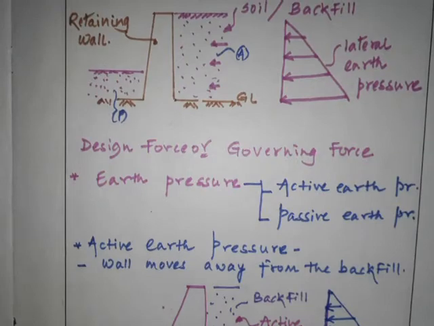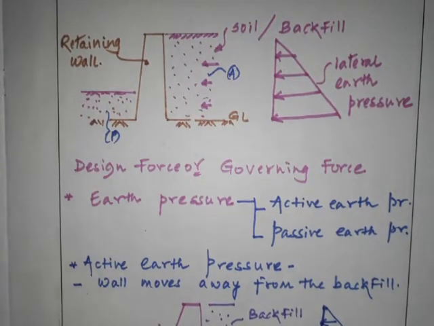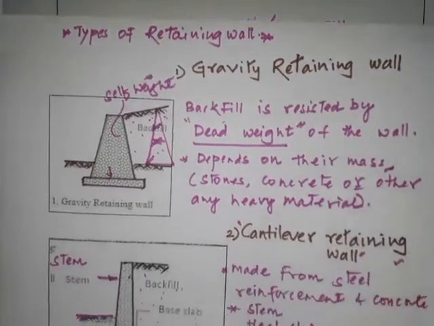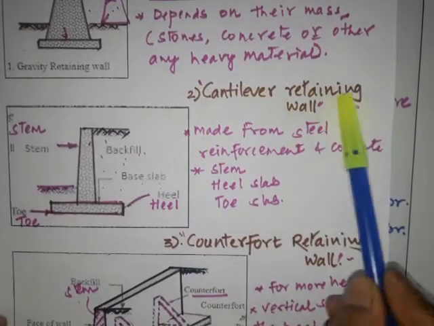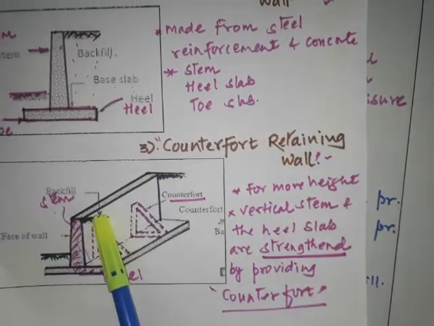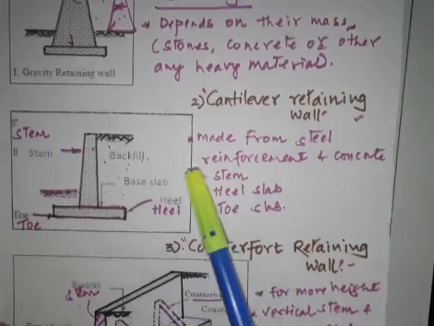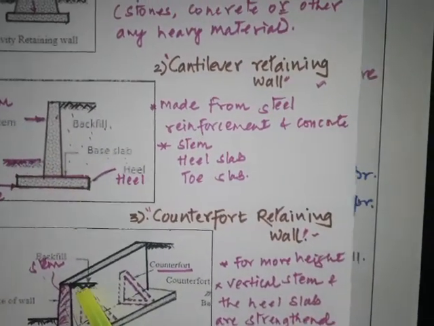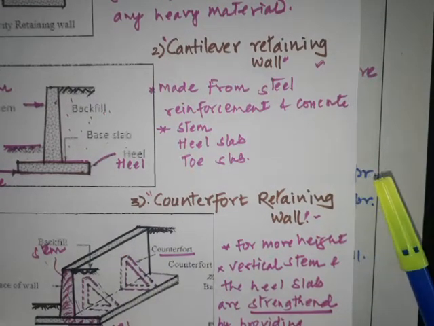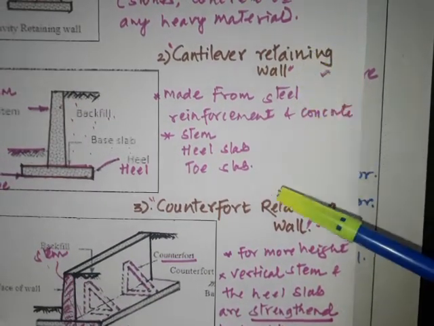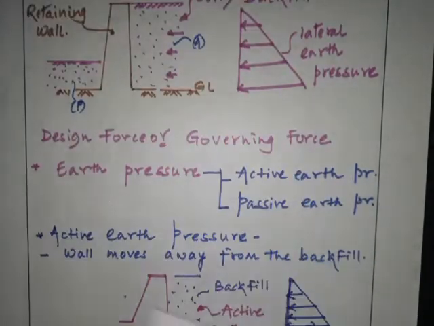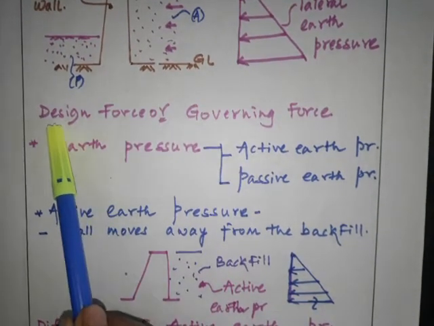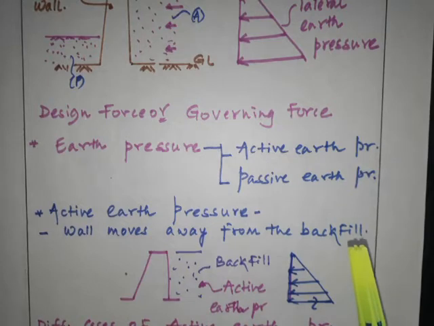Then we had a discussion over the different types of retaining wall. We discussed what is a gravity retaining wall, what is a cantilever retaining wall, and what is a counterfort retaining wall. As I told you, as per the syllabus we have to design the cantilever retaining wall and the counterfort retaining wall. After that I discussed the design forces, or the governing forces, we need to consider for the design of a retaining wall.